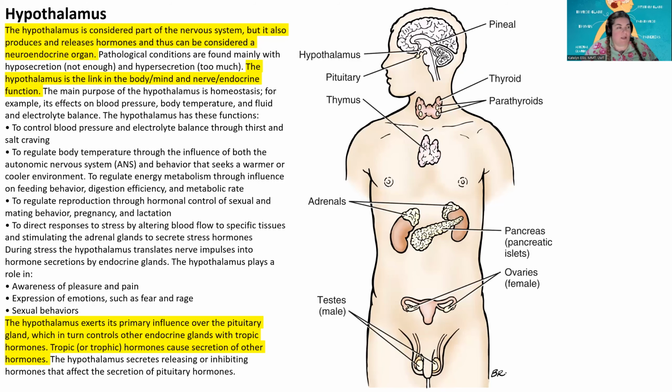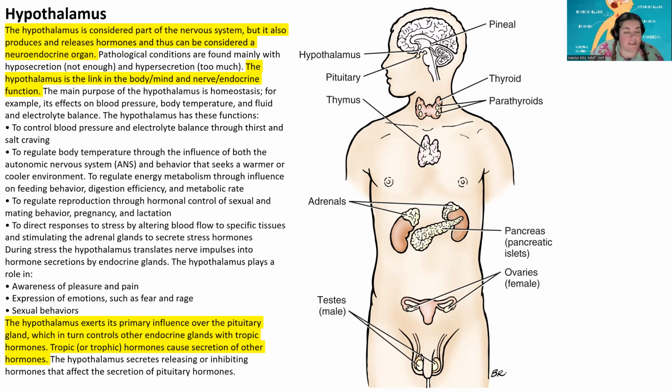So let's talk about the hypothalamus real quick. The hypothalamus is considered part of the nervous system, but also produces and releases hormones and thus can be considered a neuroendocrine organ. It's part of the endocrine system, part of the nervous system, so it is a neuroendocrine organ. The hypothalamus is the link in the body, mind, and nerve endocrine function. It is what combines your thoughts, your brain, to the rest of your body.